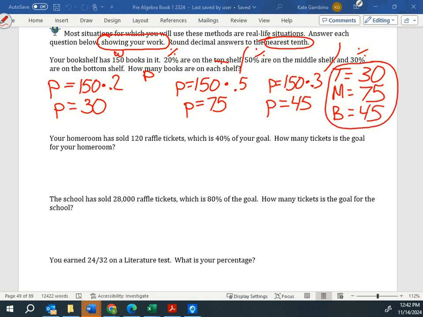What can I do to check my answer? Natalie? Add them up. Add all 3 of those up. What should it equal? 150. So if I add all 3 of these up, it's going to logically make sense if it equals 150, right? I can also look and see 50% for the middle shelf is the biggest percentage, it should be the biggest number. Top shelf is 20%, bottom shelf is 30%, 20% is my smallest percentage, it should be my smallest number. Different things you can look at to check your work, make sure it's logically making sense.